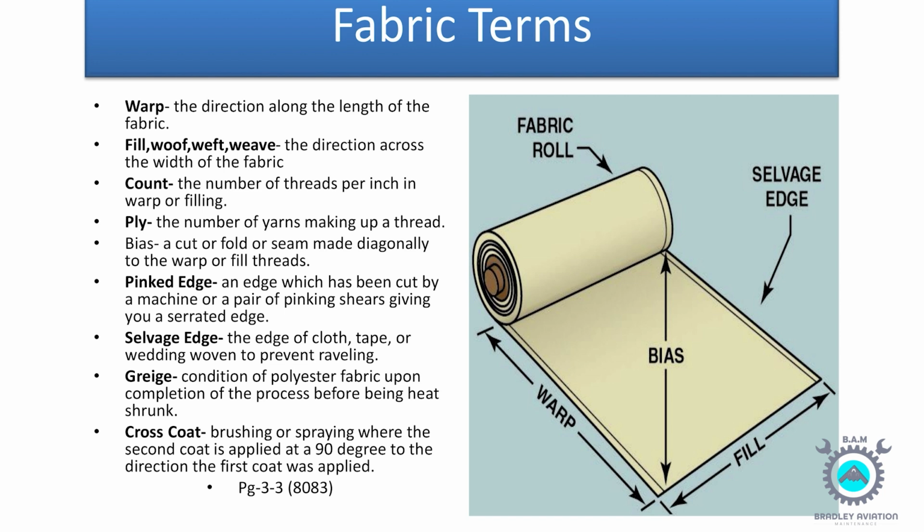Greige, the condition of polyester fabric upon completion of the process before being heat shrunk. Cross-coat, brushing or spraying where the second coat is applied at 90 degrees to the direction the first coat was applied. PS 3.3.